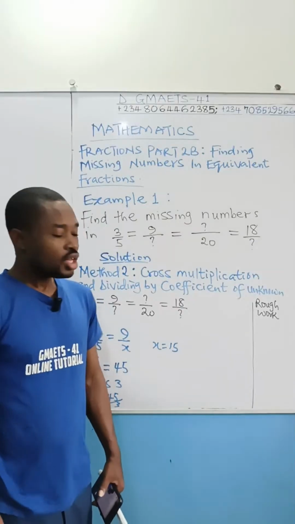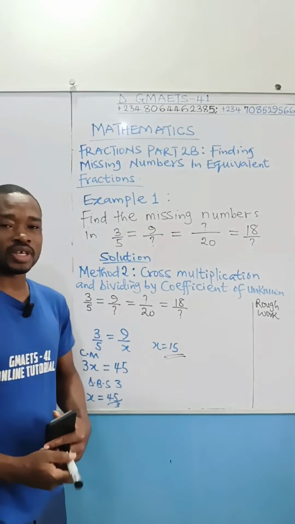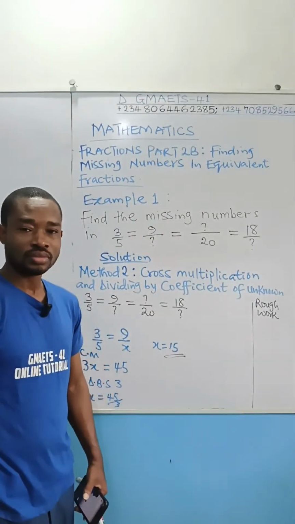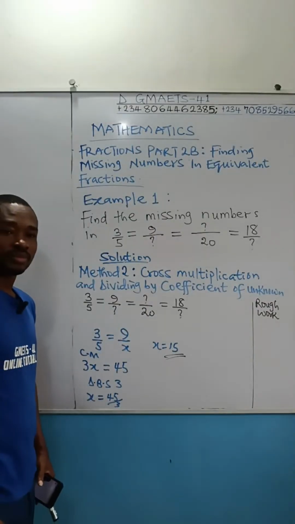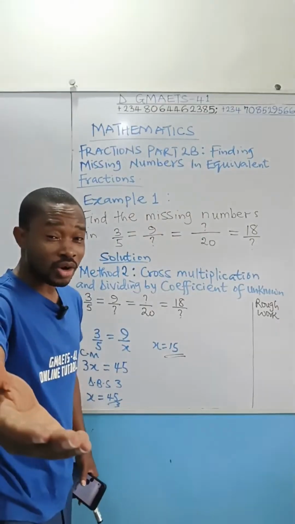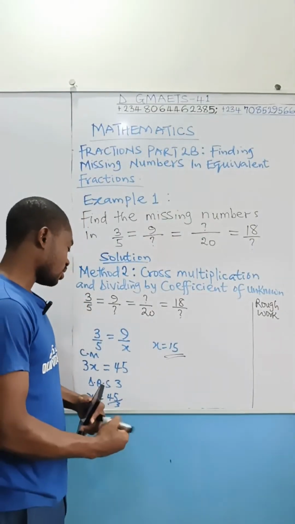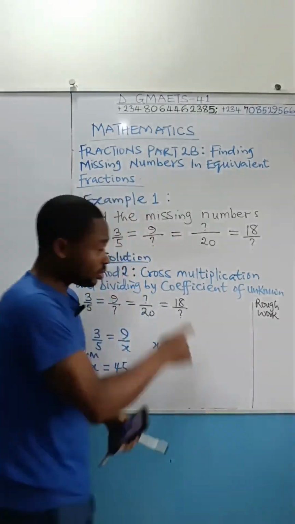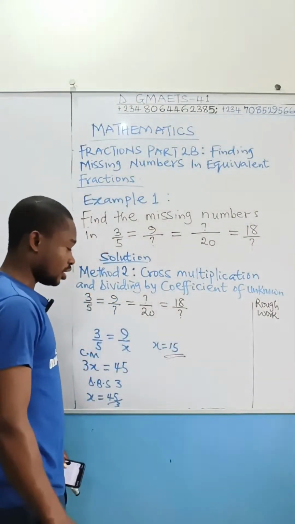Does that make sense? So we have gotten the first missing number, which is 15, by cross multiplication. I hope you understand this, right? Let me transfer the rough work here. And I want to encourage you people to be doing the same in your schoolwork. Very important. I hope that part did not cut off. Let me check. All right, good. It is within your sight.